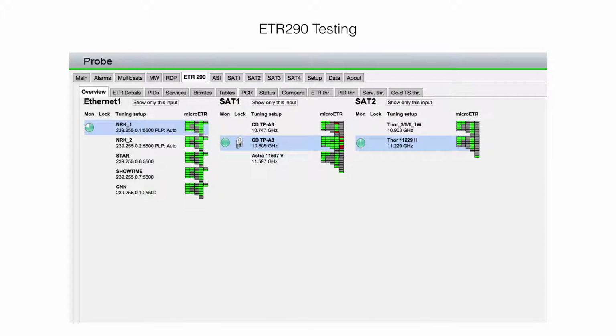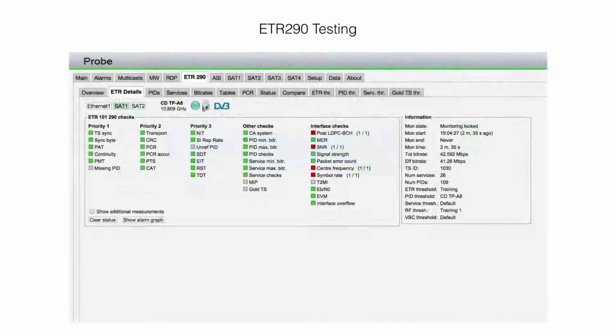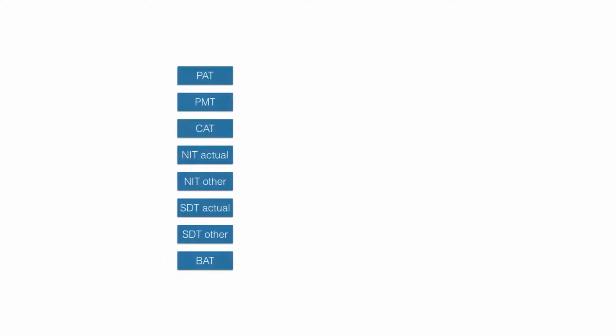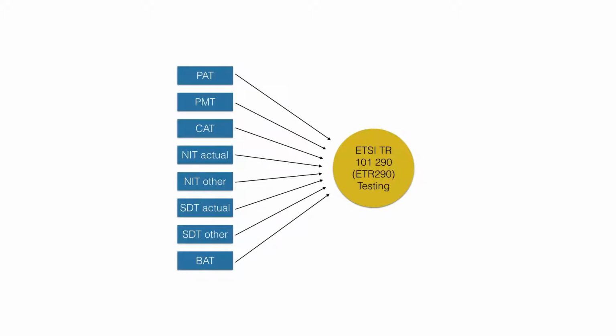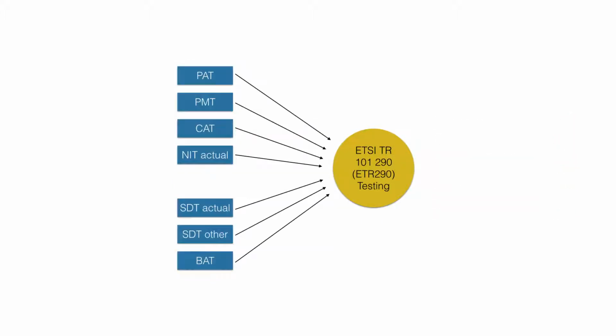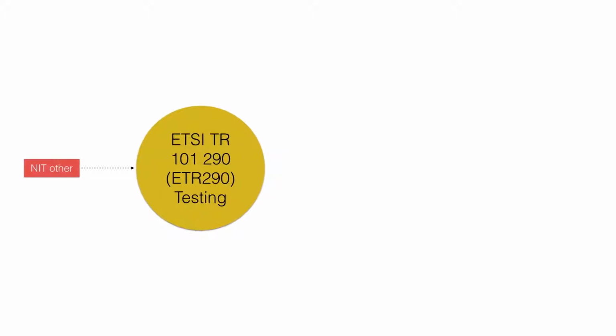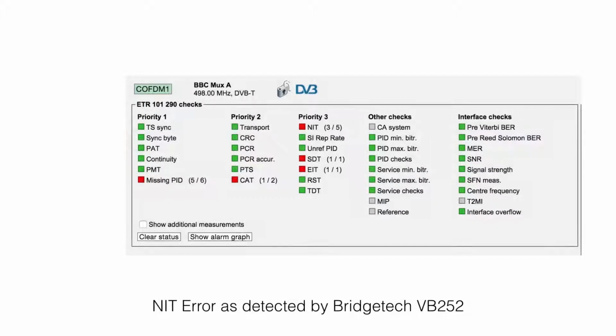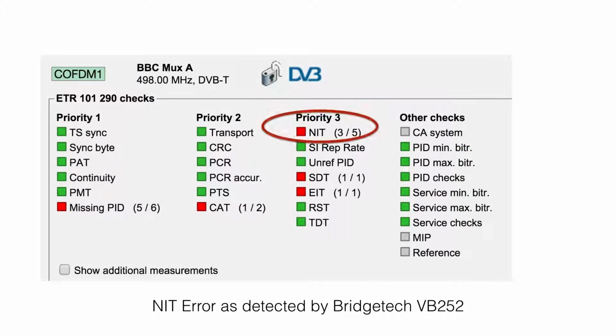Let me explain. An ETR 290 engine will test the MPEG transport stream against the ETSI TR101290 standard, and it will generate errors depending on how the user has set up the alarm template. A Bridgtec probe can, if required, monitor all priority 1, 2 and 3 alarms. If, for example, the NIT other table suddenly dropped out, then the ETR engine will register this fact and generate the appropriate alarm. These show up in the probe GUI, and the probe can supply very detailed information about this error.